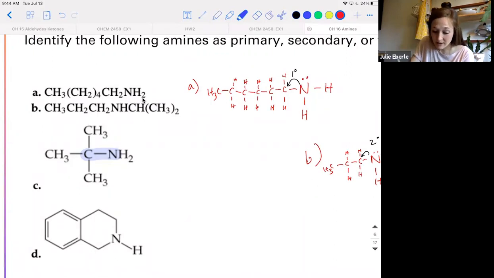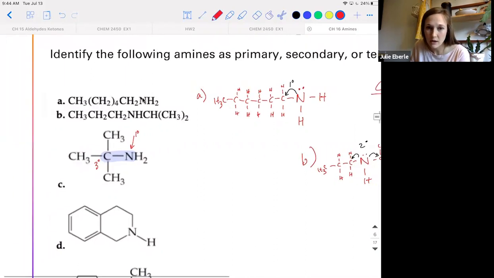Now this carbon is a tertiary carbon, but I'm asking you to tell me, is this a tertiary or a primary amine? So you're looking at the nitrogen here. The nitrogen, it's a primary amine. That carbon is a tertiary carbon, but the nitrogen specifically is only bonded to 1 carbon. That's why it's primary.